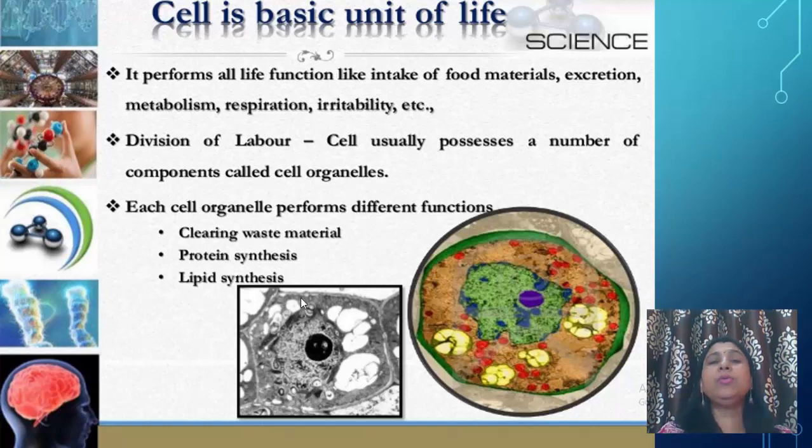How? A cell usually possesses a number of components called cell organelles. And these cell organelles are responsible for different functions, such as mitochondria is responsible for respiration, chloroplast is for photosynthesis, clearing waste materials is for lysosomes, for protein synthesis there are ribosomes, right? So there is a division of labor within the cell also. Each cell organelle performs different functions such as clearing waste materials, protein synthesis and lipid synthesis.